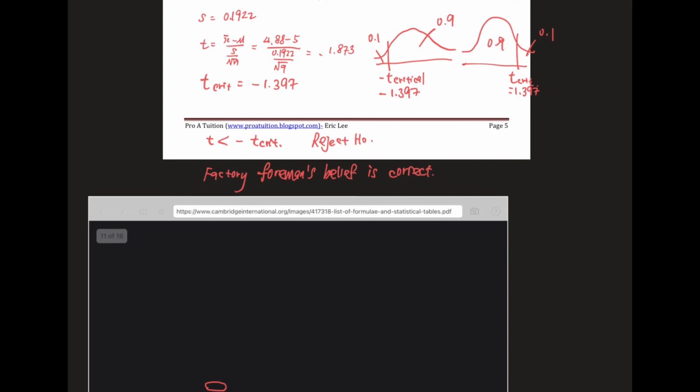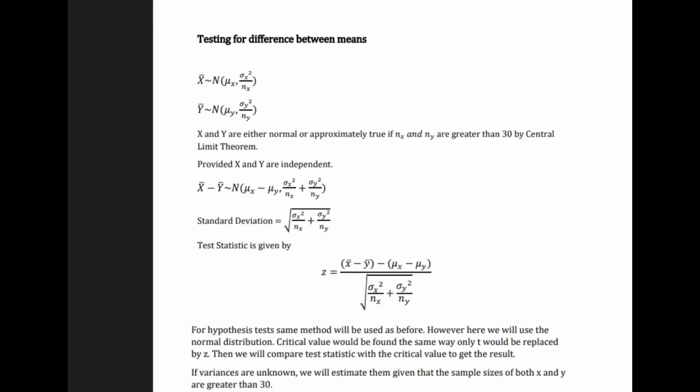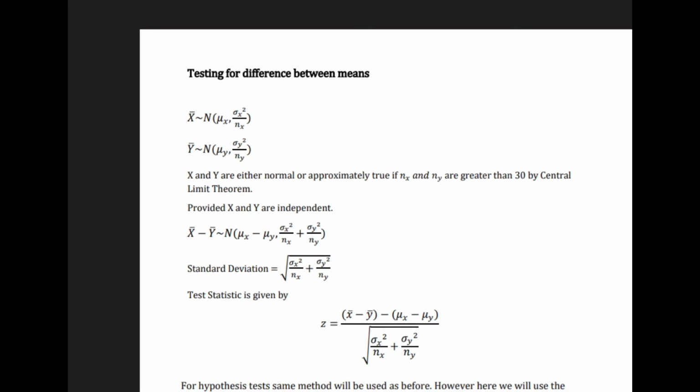Okay, now let's move on. Next page. Testing for difference between means. Okay, now we have two means. Both are normal distributions. So you can see here, both of these are N, that means normally distributed. X and Y are either normal or approximately true if nx and ny are greater than 30 by central limit theorem. So that means normal at the end, because n is greater than 30.